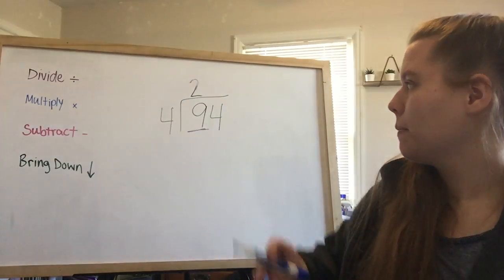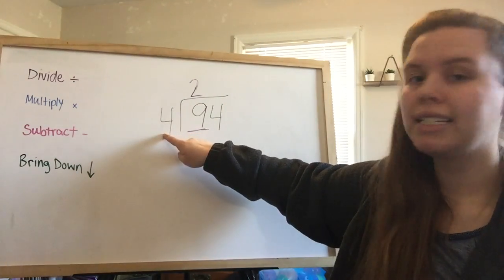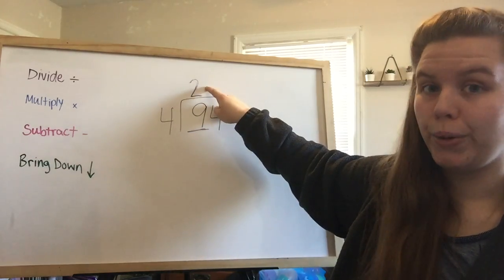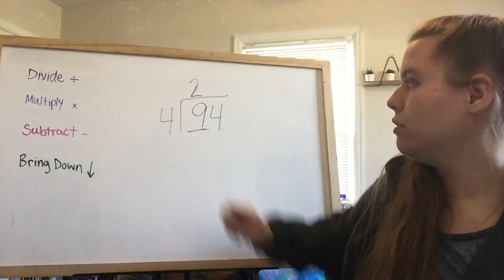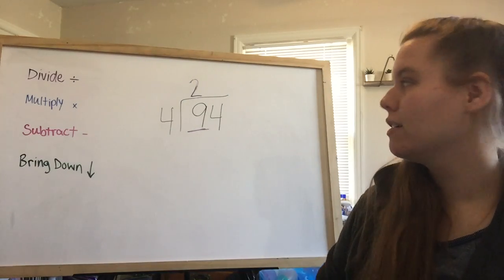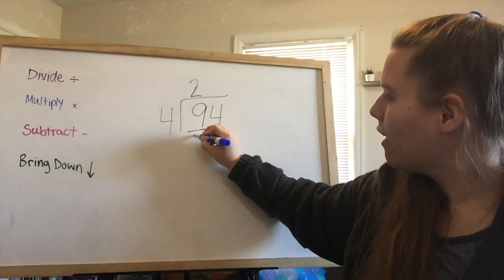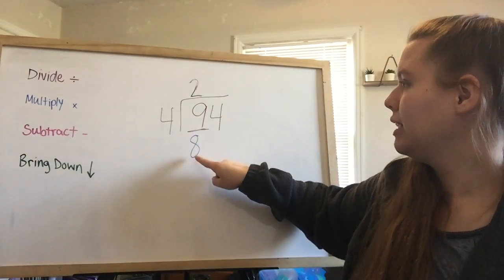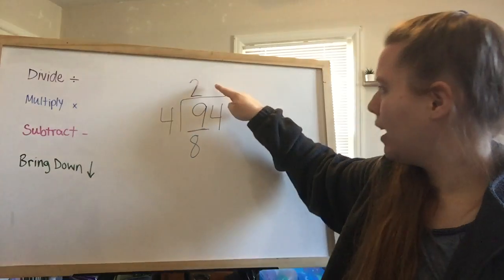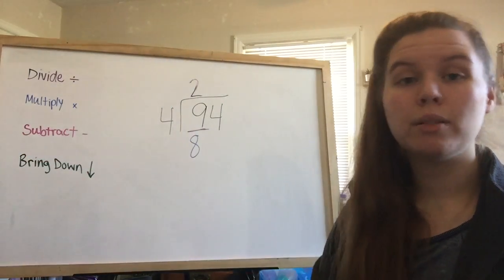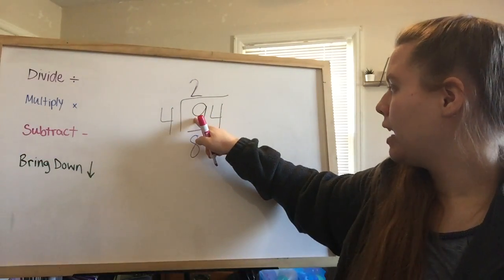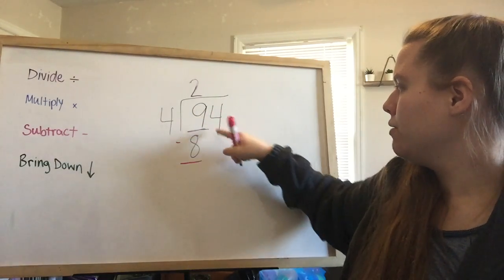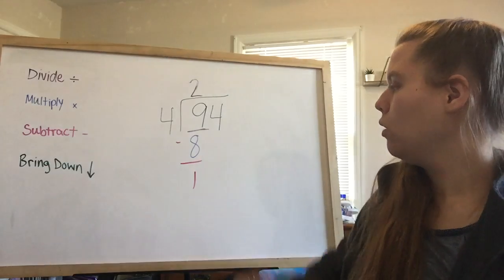Now I'm going to multiply. So I'm going to do 4 times, what do you think? 2, okay? 4 times 2, what's that going to give me, multiplication masters? 8. Very good. 4 times 2 is 8. Okay, so I did my divide, I did my multiply, now I'm going to subtract, okay? So I'm going to do 9 minus 8. And when I do 9 minus 8, I get a 1, right?